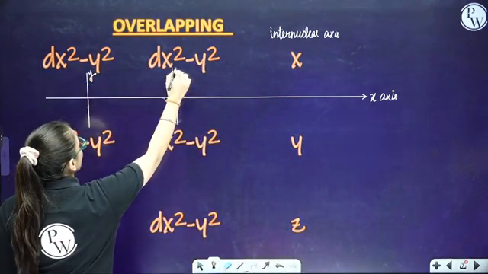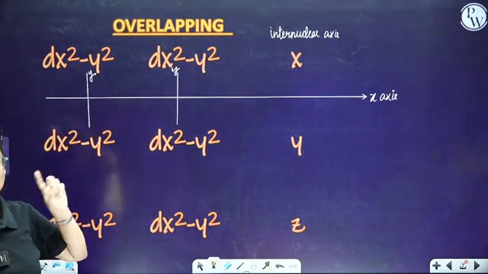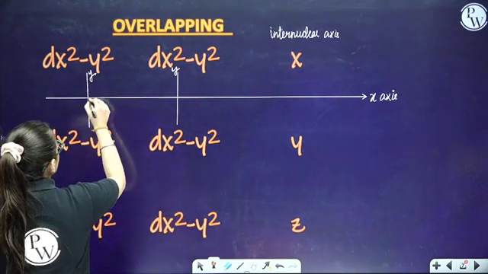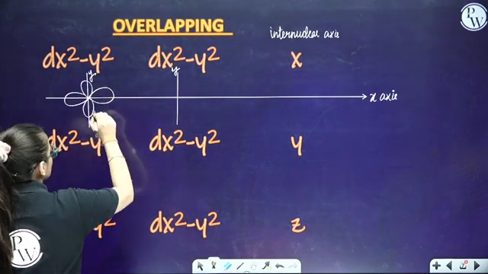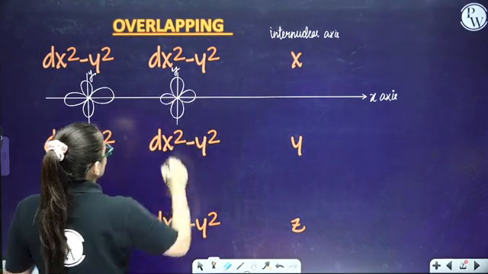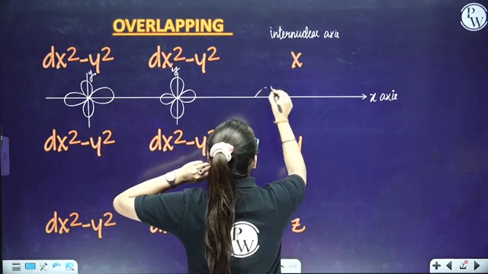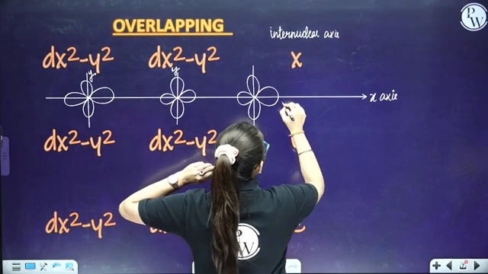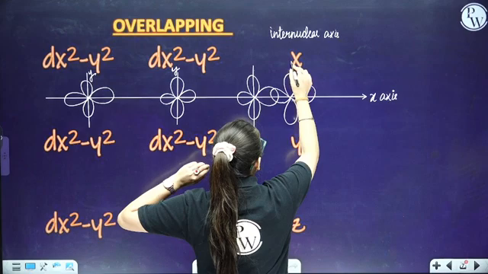Let us consider this is your y-axis. First, let us draw dx square, y square. If this is your x-axis, this is your y-axis. Lobes will be made on the axis because dx square, y square is an axial one, right? So lobes are created on the axis. Dx square, y square, initial one. Now, when we are bringing them all together, what will happen? See, this is initial one. This is the second one.